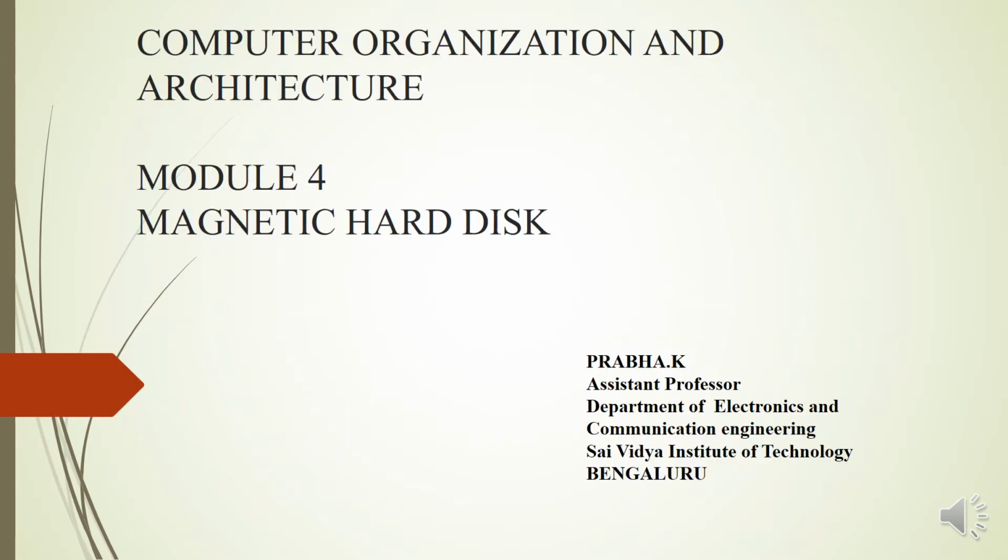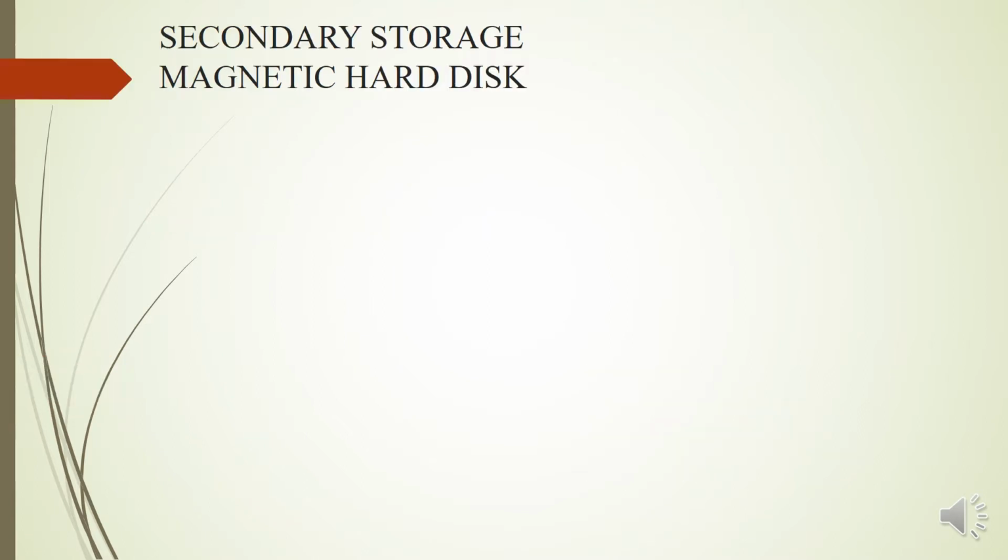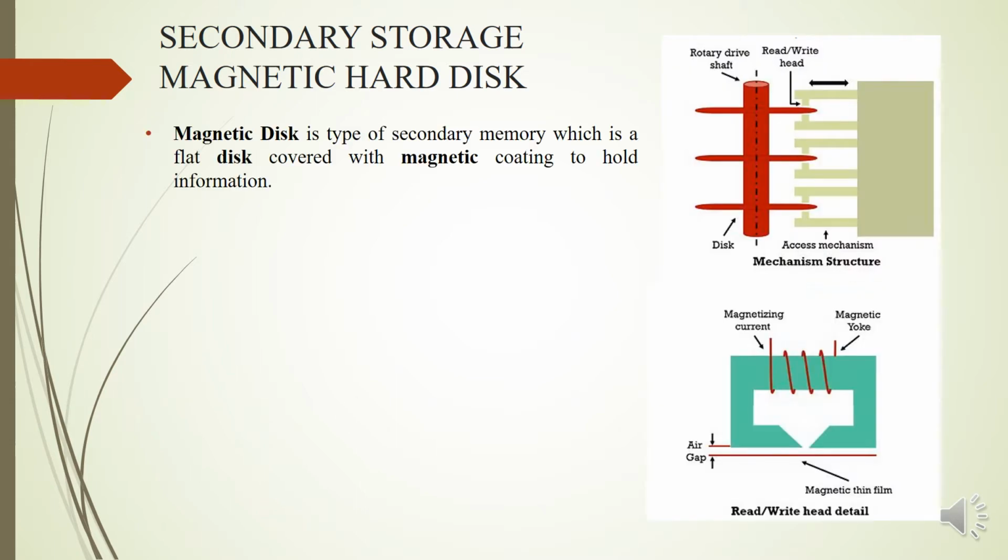Today, we will have a discussion on magnetic hard disk. Hard disk is a secondary storage device. It is a flat disk covered with magnetic coating to hold the information. It is used to store various programs and files.